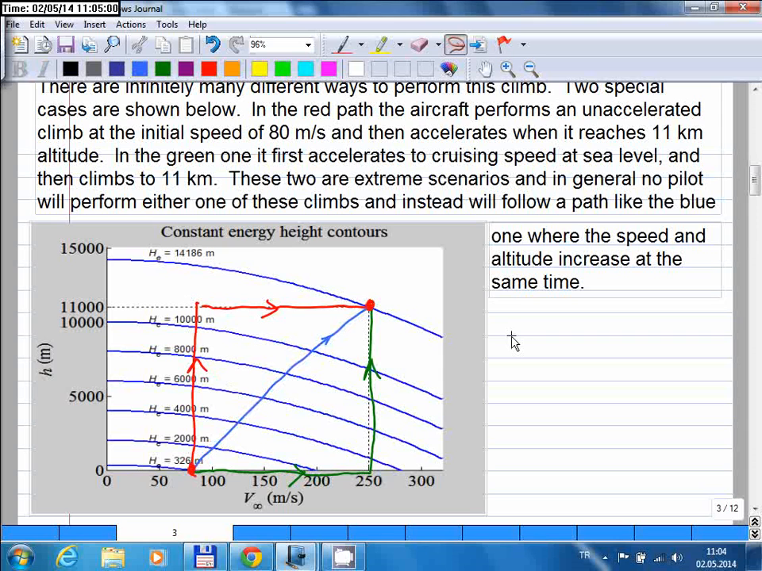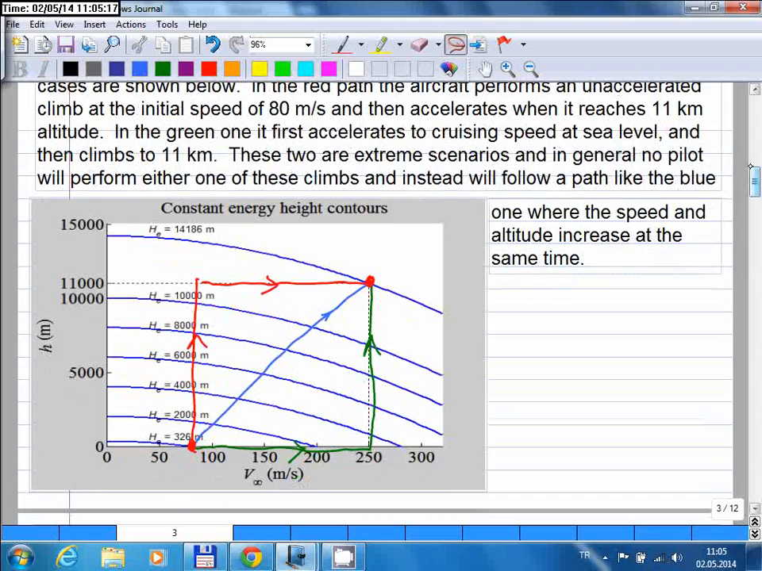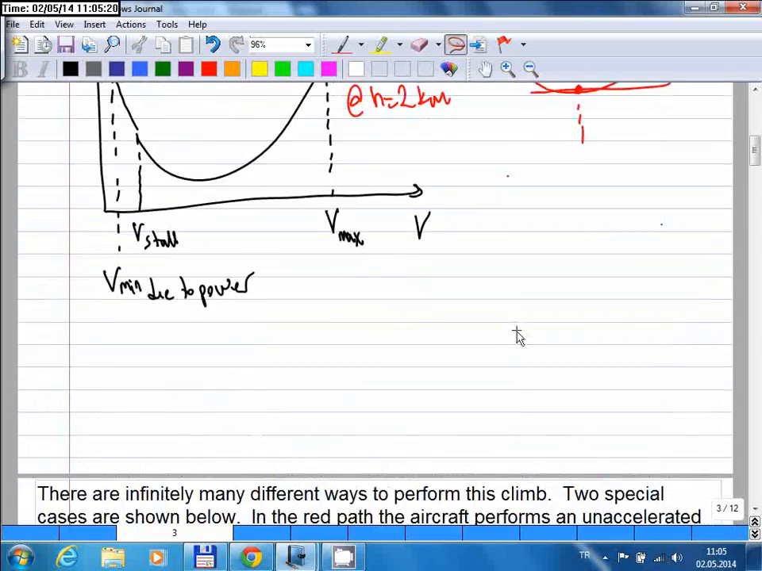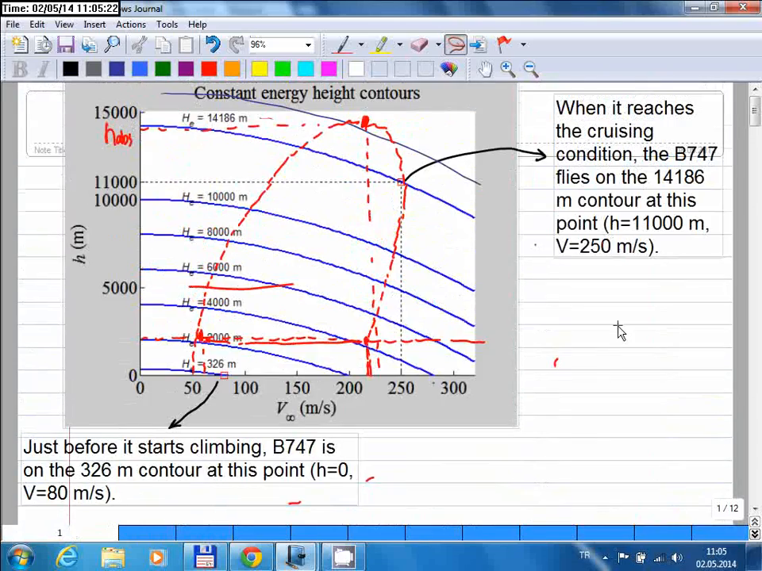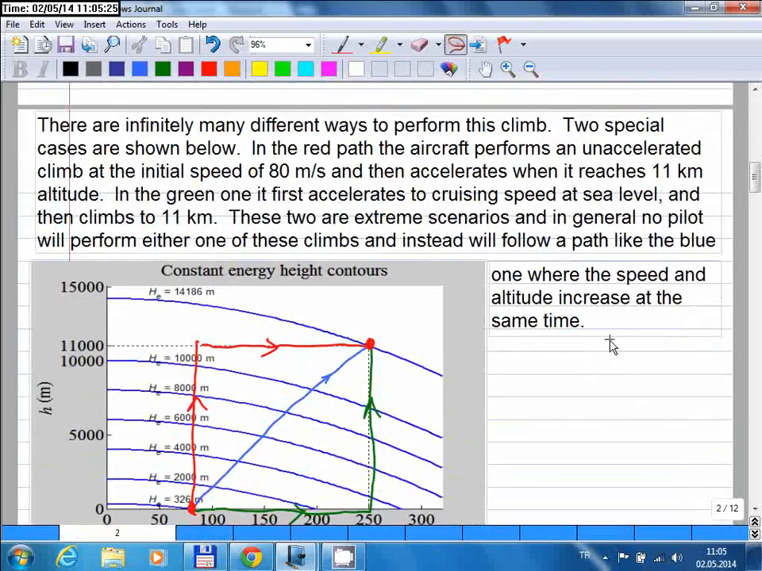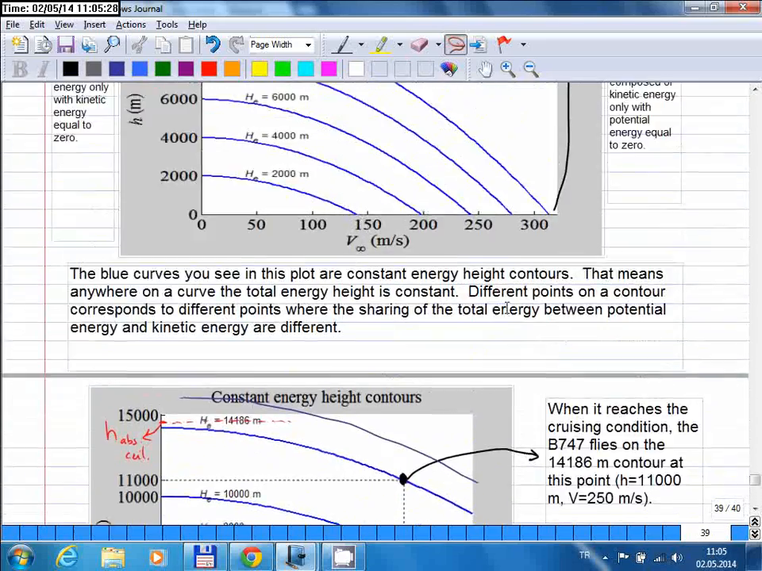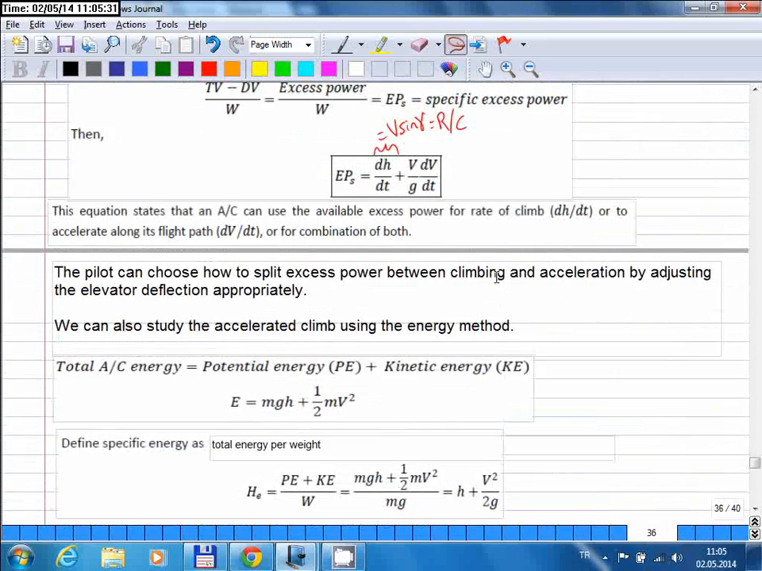Well, in this course, we don't say anything about how the pilot chooses which way to follow. But you should know that there are infinite ways of performing such a climb, and the general equation that you can use if you want to analyze this properly is the accelerated climb equation I showed in the last lecture, which was this equation. So this equation can be used to study different climbing flights.